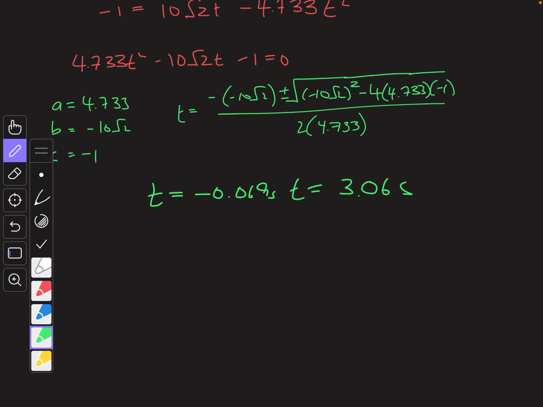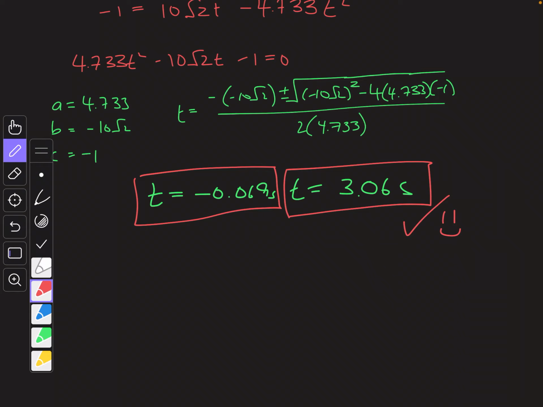So I got two answers. I wrote them dangerously close together. But which one is right? Well, hopefully it's pretty obvious it's this one and not this one. Reject. Okay. But why are we getting this one? Why are we getting a minus answer?